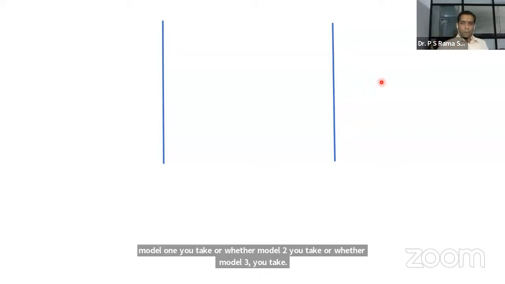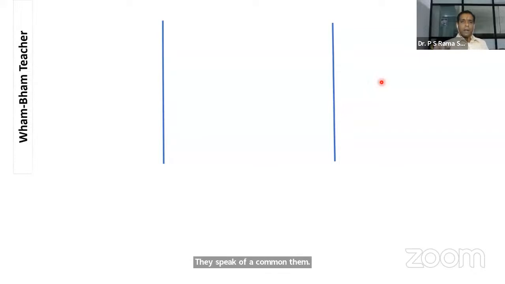So now overall, if you have to summarize, whether you take model 1 or model 2 or model 3, they speak of a common theme. What is the common theme? That it classifies the teachers into 2 types. One is a wham bam teacher, the other one is a steady state teacher.